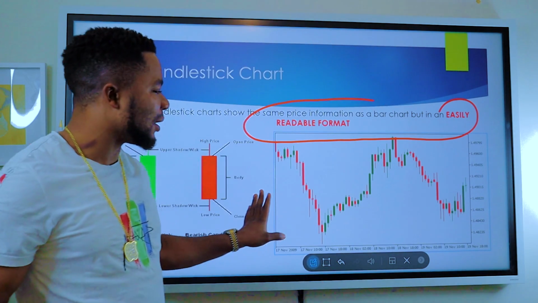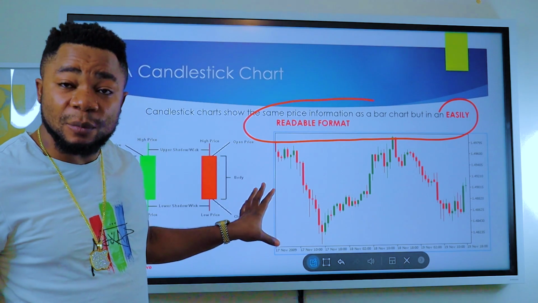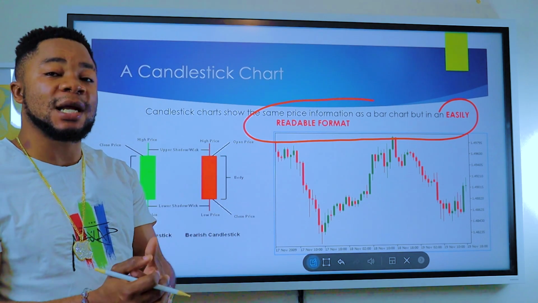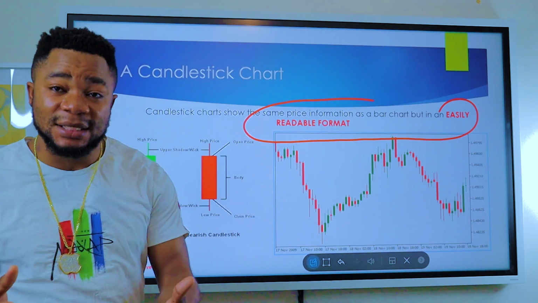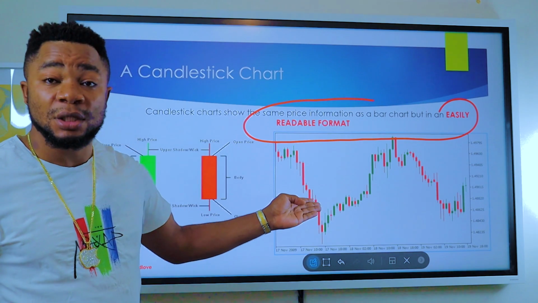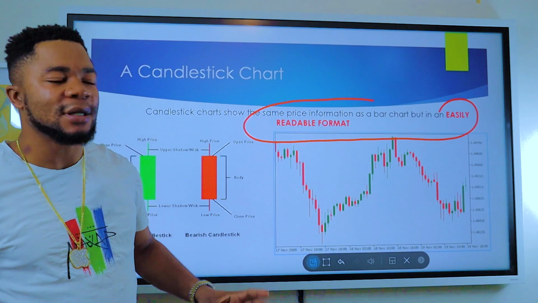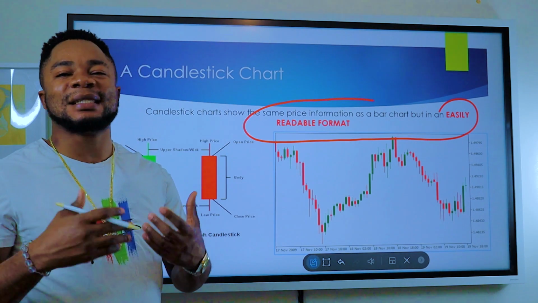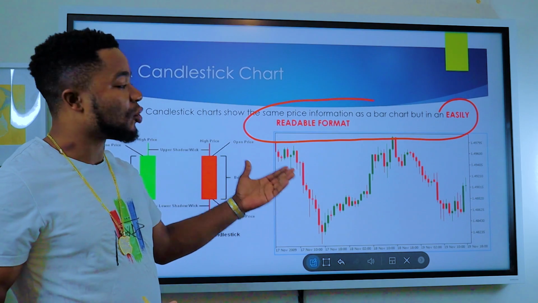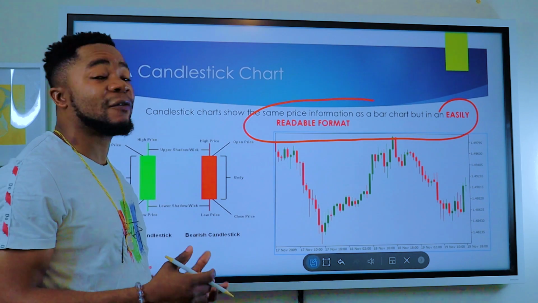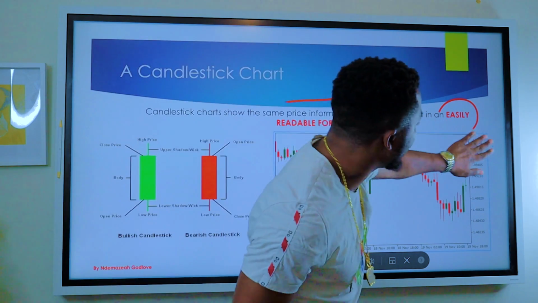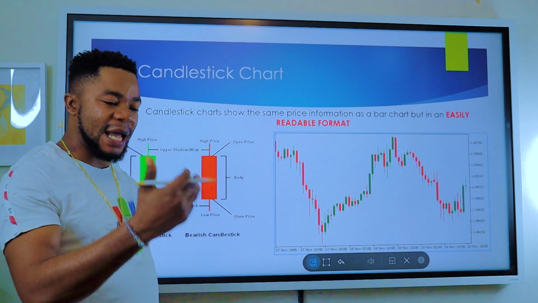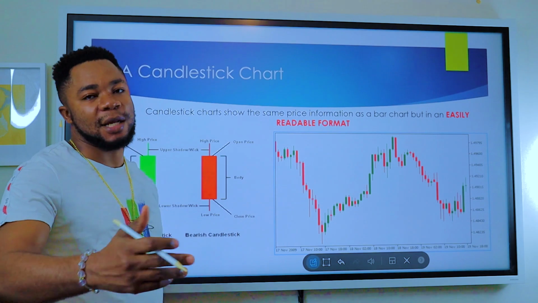Because with a candlestick, the same explanation I was using to explain the bar chart is the same information I will use to explain the candlestick. But with the candlesticks, the information is very, very clear and it is easily readable. All right. So it is presented in an easily readable format. So for example, that is the only distinction between a bar chart and a candlestick chart.